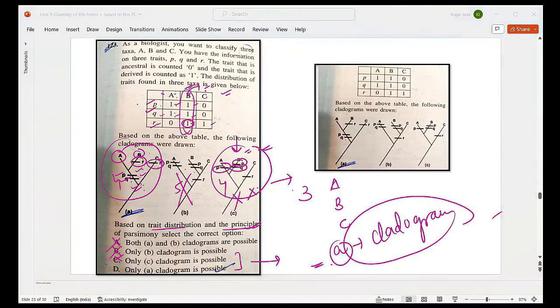Did you understand the question? Very simple, very, very easy question. Any doubt, any problem? Understood, everyone? One more time. Okay. It's a very simple question.